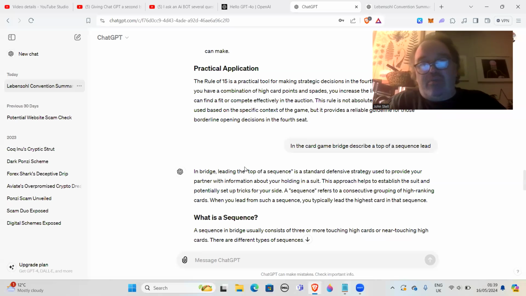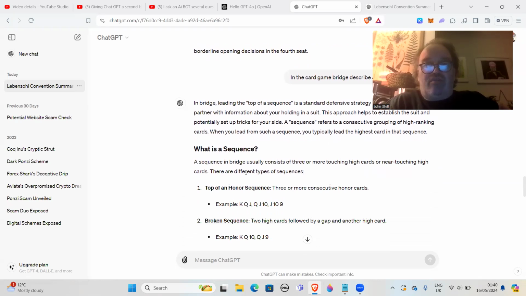In bridge, leading the top of a sequence is a standard defensive strategy used to provide your partner with information about your holding in a suit. This approach helps to establish the suit and potentially set up tricks for your side. A sequence refers to a consecutive grouping of high-ranking cards. When you lead from such a sequence, you typically lead the highest card in that sequence. Okay, so far so good.